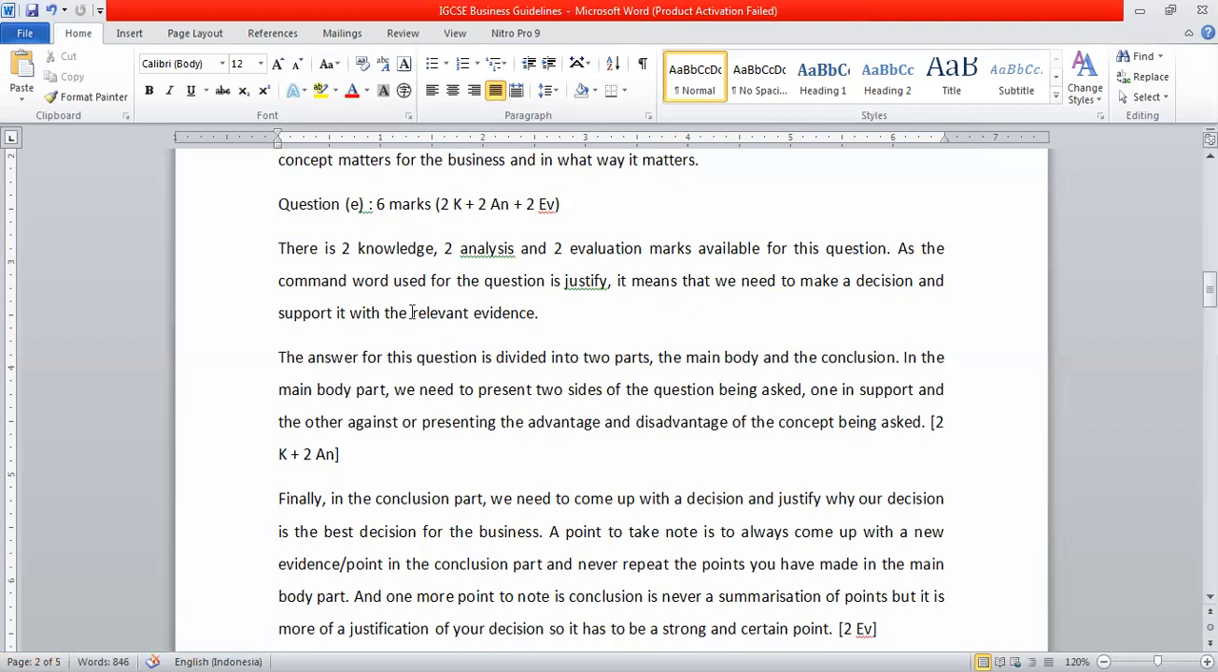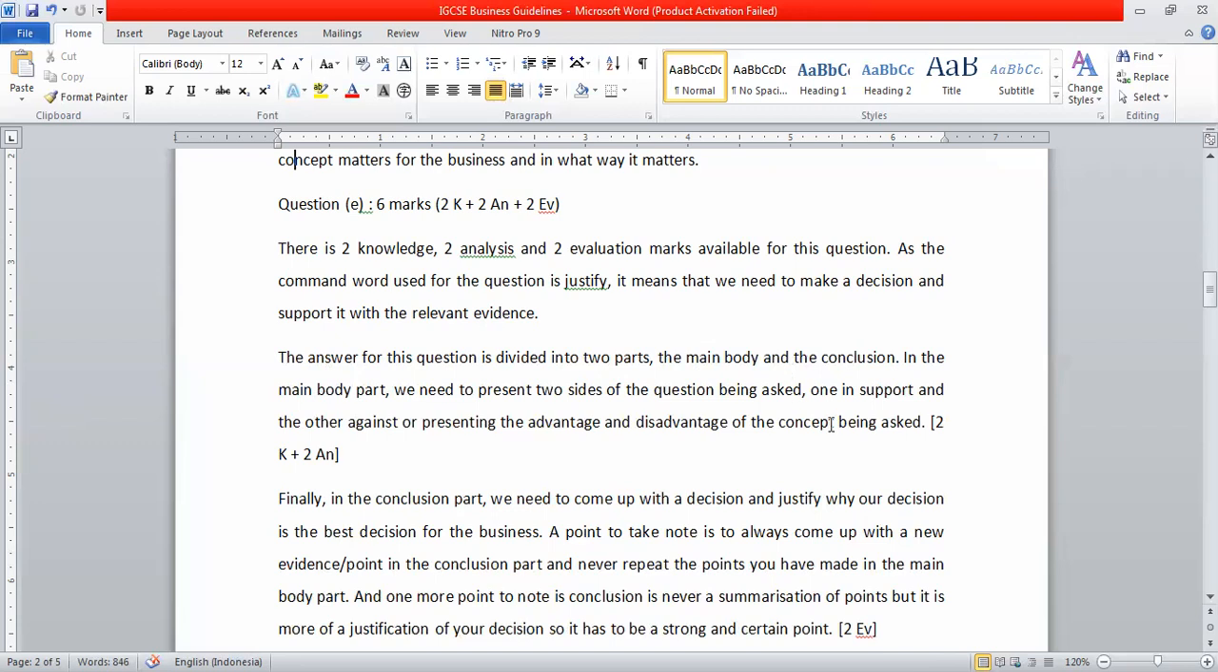The command word or the instruction of the question is usually "justify". If they say justify, it means that we need to make a decision and support that decision with the relevant evidence. The answer for this question is divided into 2 parts, the main body and then the conclusion. In the main body part, we need to present 2 sides of the question being asked. Usually we use the term "yes because..." and then "no because...". This is called the main body part.